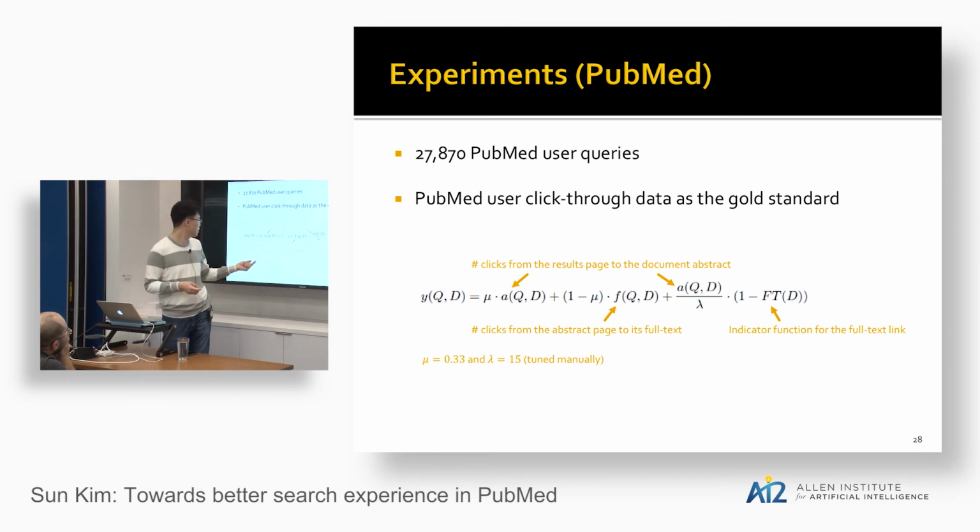So we assigned 0.33 for the parameter mu. So we use more information from full text clicks. And also, not all PubMed abstracts have full text, but still some of them might be important. So for that reason, we still give a very small score when full text is not available, but people clicked.